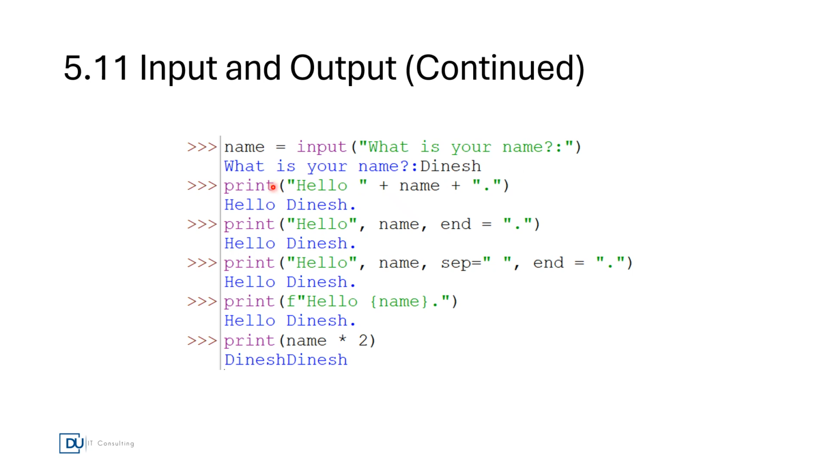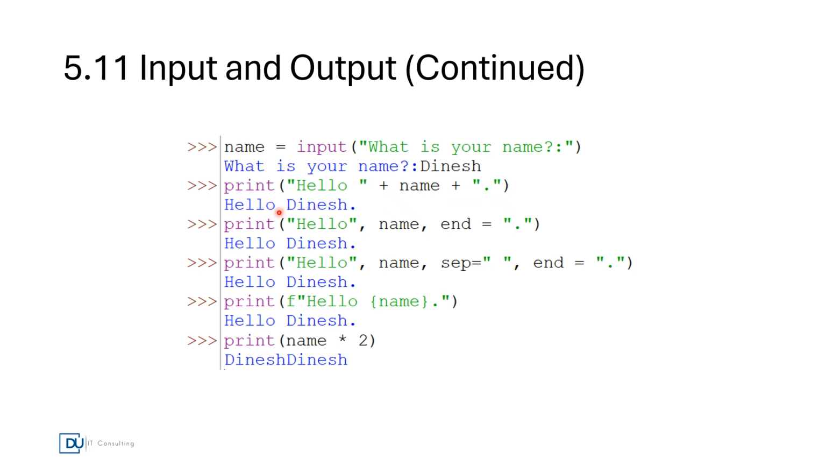In the next line, you can see how we can use the value stored in name to print it on the screen. So we have a print statement, then we have "Hello " with a space, and then a plus operator, and then we add the variable name, and then we again have a plus operator, and then we have a dot. So the output of this function is as shown here.